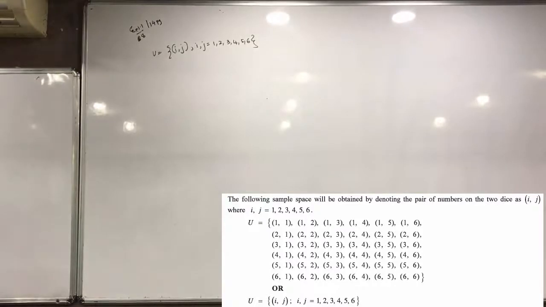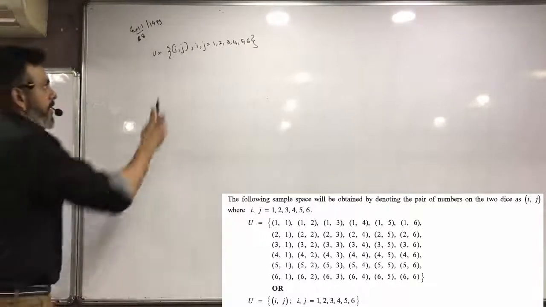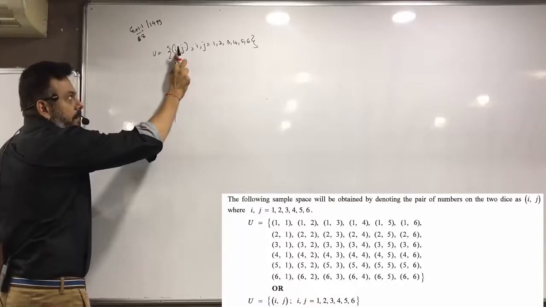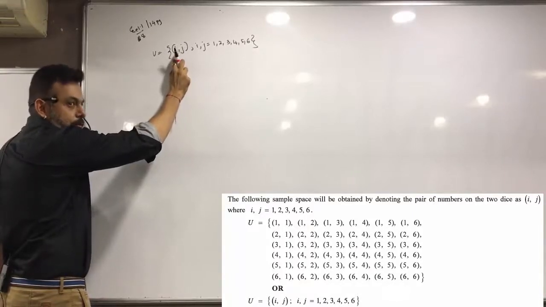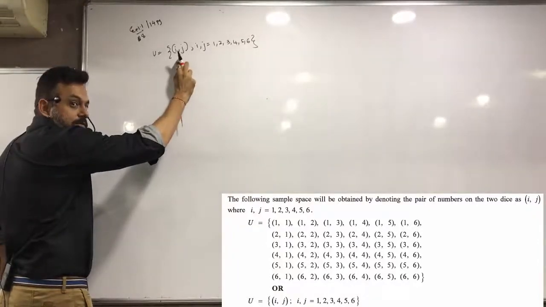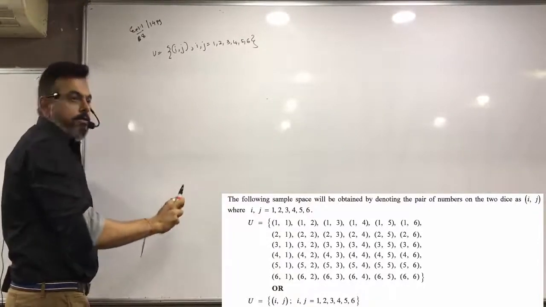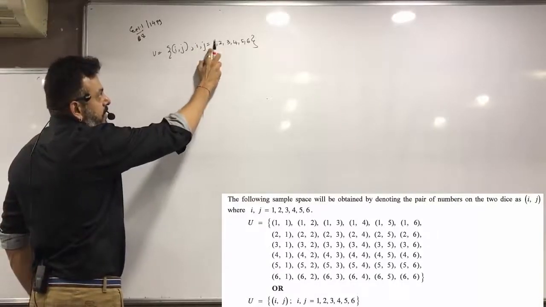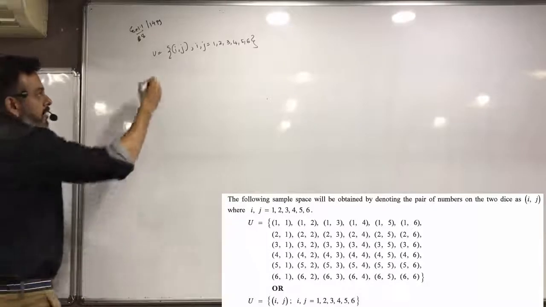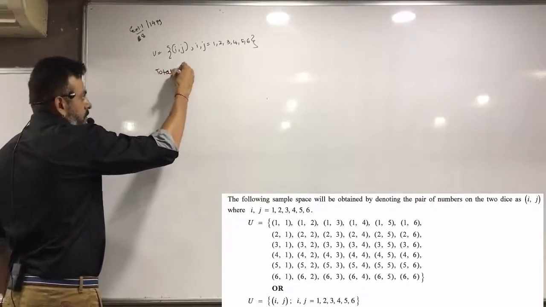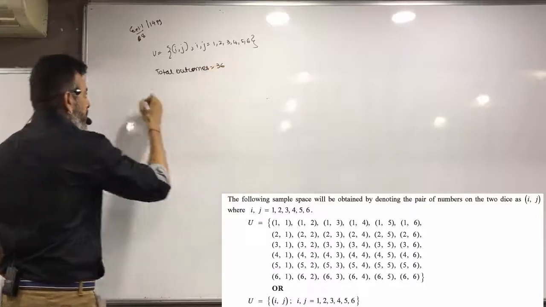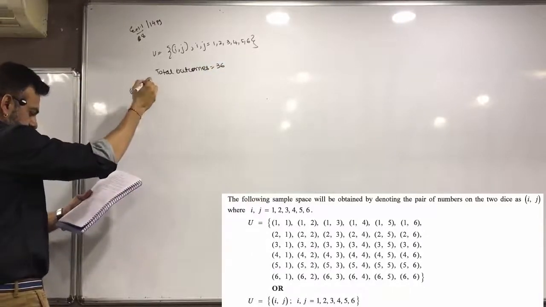U is equal to, did you understand this? Didn't understand? See, (i, j). So this is (1,1), (1,2), (1,3), (1,4), (1,5), (1,6), (2,1), (2,2), (2,3), (2,4), (2,5), (2,6), (3,1) and so on. Got it? Okay? That's why we write (i, j) where i, j is equal to 1 to 6. Total outcomes is equal to 36.